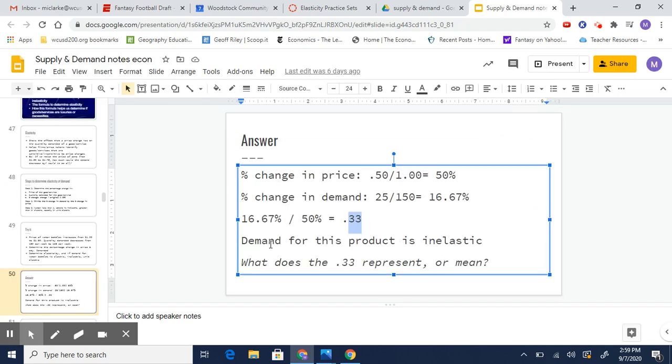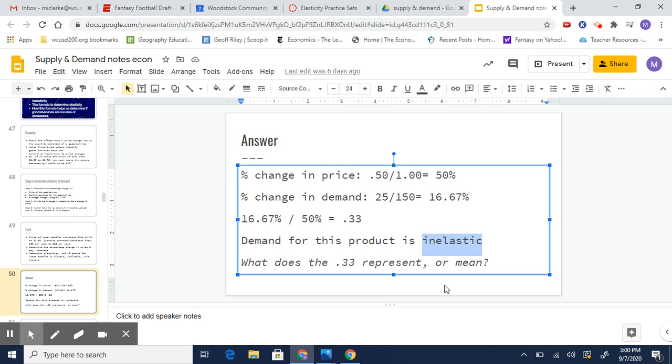Okay, so the 0.33 means that the demand for these water bottles is inelastic. It's inelastic. So first, what does the 0.33 represent? So what this means is that for every 1% increase in price, demand for this product falls by 1/3%. So I'll say that one more time. For every 1% increase in price, demand falls by 1/3, 0.33%. And then the demand for this product is inelastic.